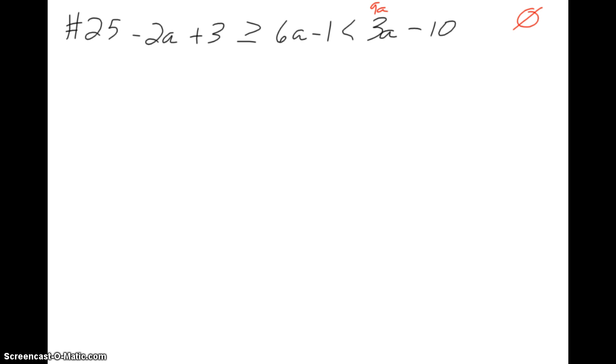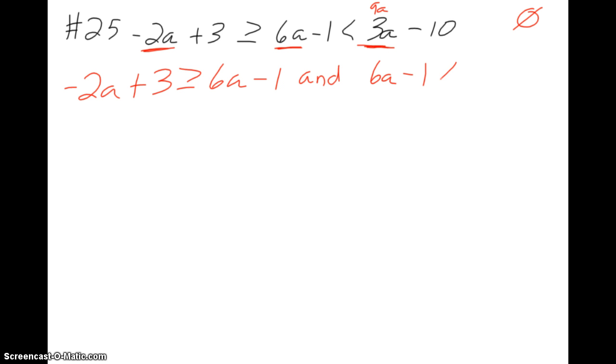Here we have a compound inequality, but notice I have a letter here, a letter here, a letter here. So what I basically have to do is split this into 2 problems. So I'm going to go negative 2a plus 3 is greater than or equal to 6a minus 1, because that's one scenario. And then the other scenario, and this is an and, it has to be 6a minus 1 is less than 3a minus 10.